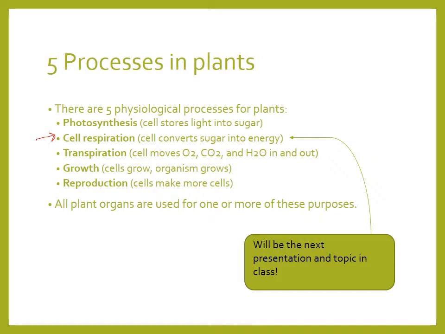This is when the cells inside of plants are actually moving around the oxygen gas, the CO2 gas, even water as a gas in and out of the plant. And then we see growth happening in plants. That's pretty obvious because they're an organism and organisms love to grow. And the other thing all organisms love to do is reproduce. And this is when cells make more cells.